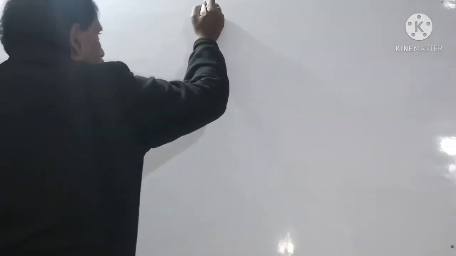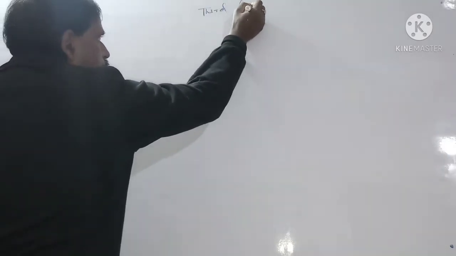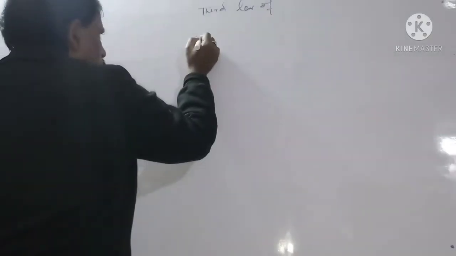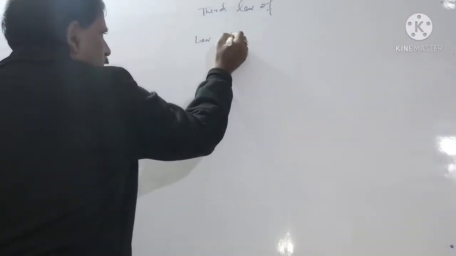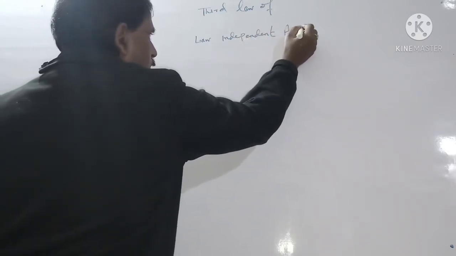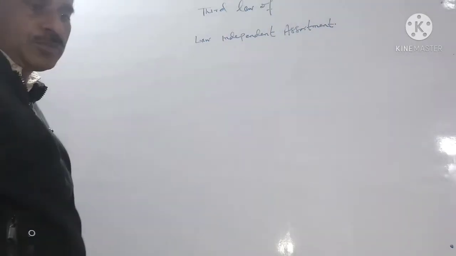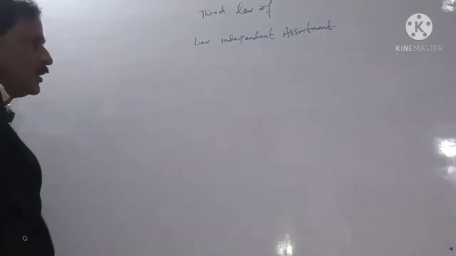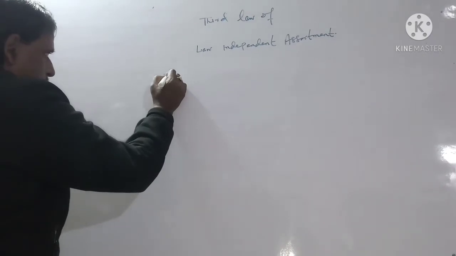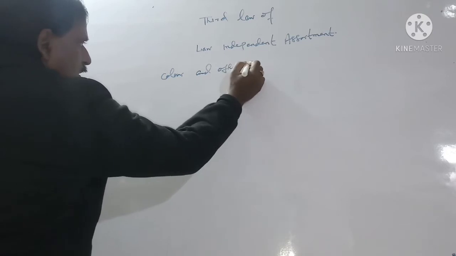The third law is the law of independent assortment. It is also called dihybrid cross. Dihybrid cross means two characters. Mendel takes two characters. The one is color and the other is shape.